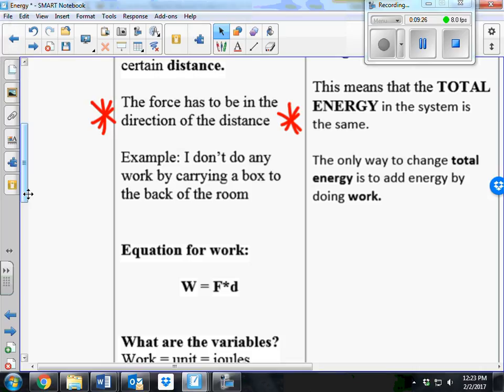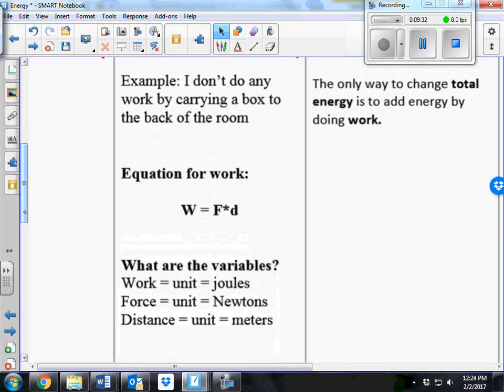So the equation for work is force times distance, and you guys use this in the Power of the People lab when you ran up and down the stairs, because the force that you were working against was the force due to gravity. So you multiplied your mass times acceleration due to gravity and multiplied it by the distance, or in this case, the height of the stairs, to find your work.